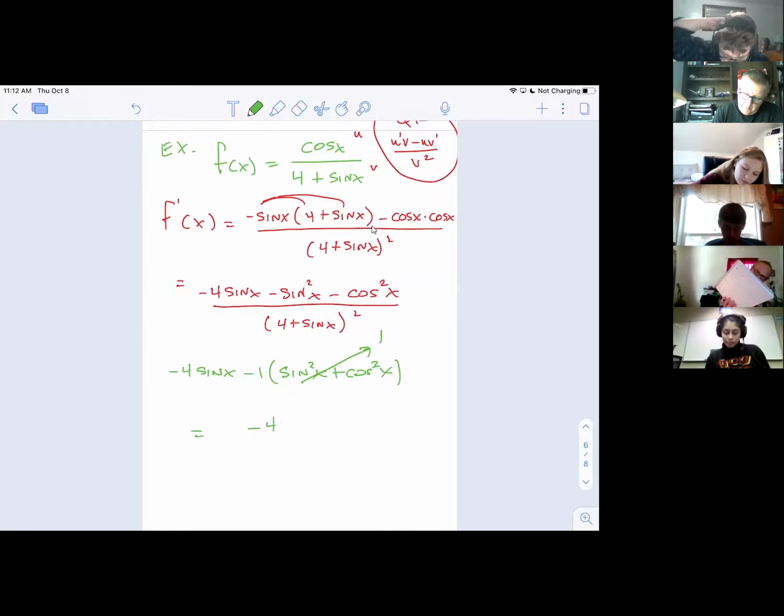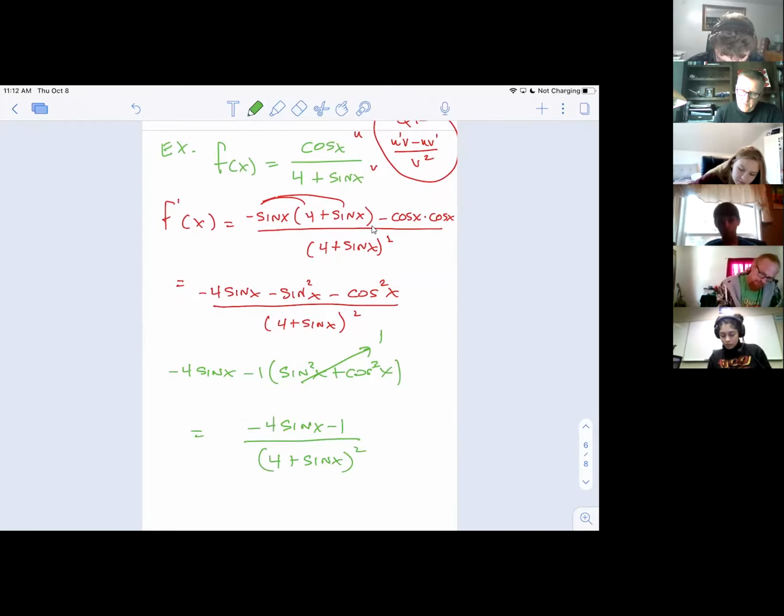So I could say -4 sine of x minus 1 over 4 plus sine of x, squared. Now, if the top could be written as 4 plus the sine of x, then I could cancel a 4 plus the sine of x on top and 1 on the bottom, but I'm not going to get away with that. So I think I'm done. I think this is as far as I could go.